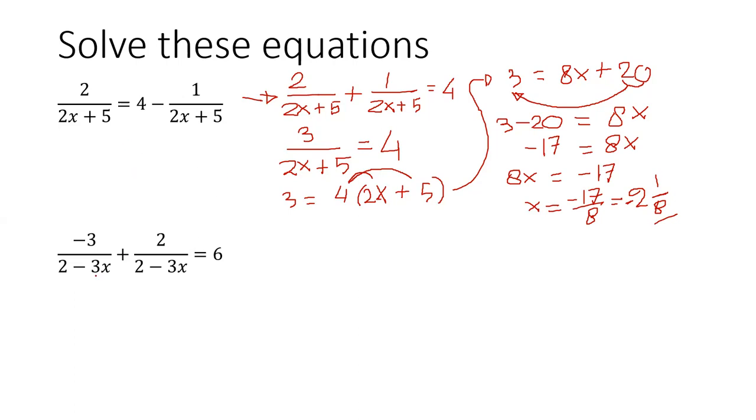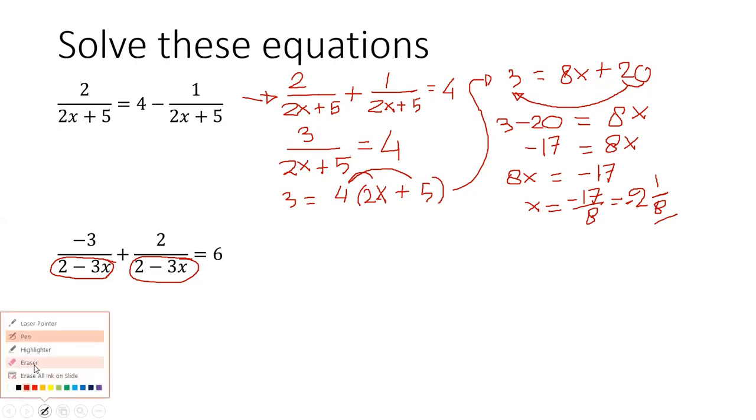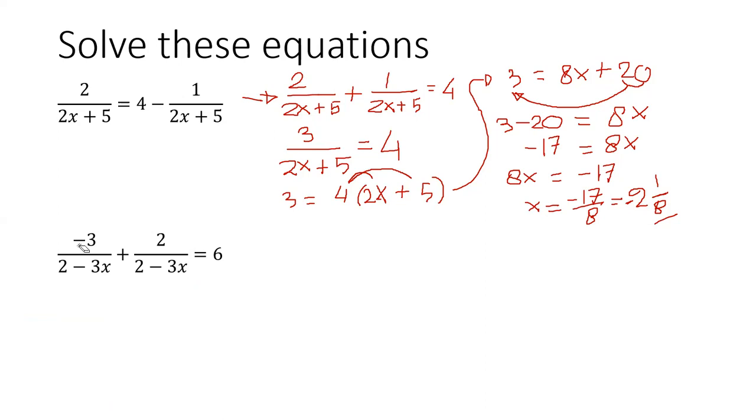All right, now this one. Negative 3 over 2 minus 3x plus 2 over 2 minus 3x equal 6. Look at the denominator. They have the same denominator, it means we could calculate negative 3 plus 2. Negative 3 plus 2 is negative 1. So negative 1 over 2 minus 3x equal 6.